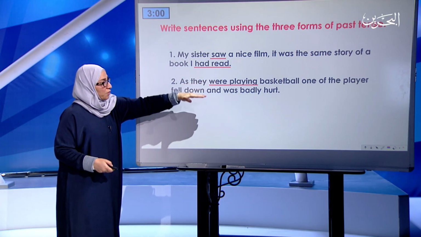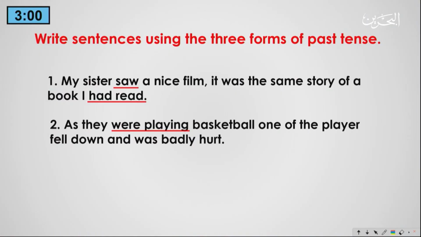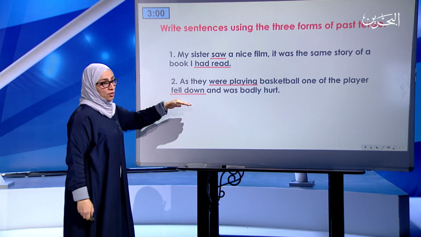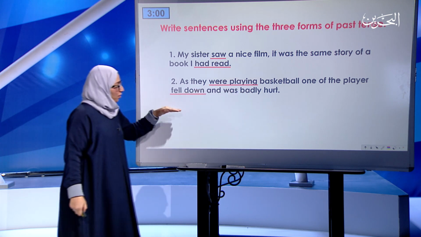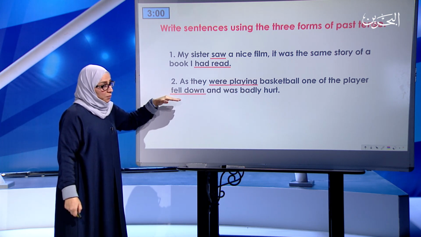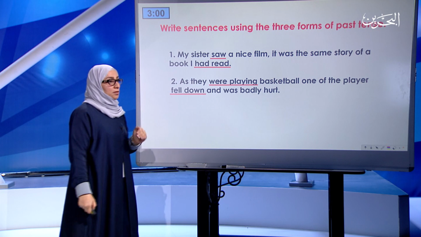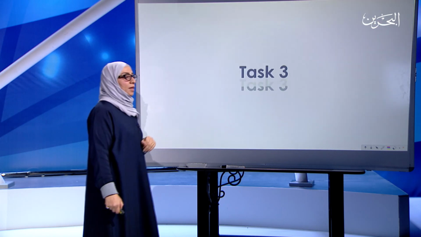Here, past continuous with past simple. As they were playing basketball, what happened? Player fell down. So when the player fell down, it interrupted their game. So this one is action number one, and this one is action number two. Action number one is past continuous. Action number two is past simple. The one interrupted the past continuous.